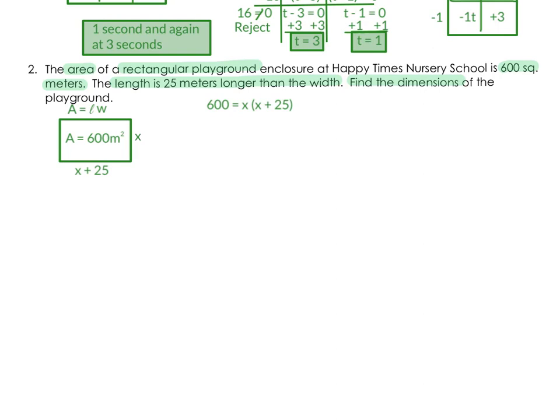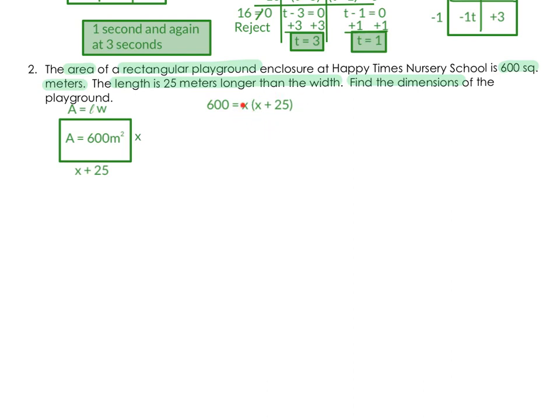So I have 600 because that's what the area is. So I plugged in the 600 in place of A. And then I wrote it as x times x plus 25. You might have written it as x plus 25 times x. It doesn't matter either way. I just like to put the monomial before the binomial.